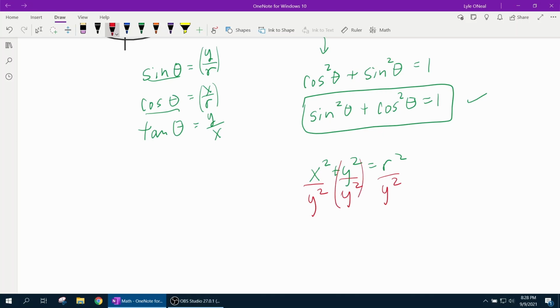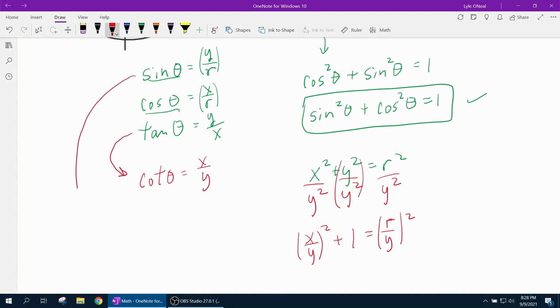Okay, so here, obviously, y squared over y squared, that's going to give us a 1. X squared over y squared can be simplified to x over y squared. And r squared over y squared, again, can be simplified to r over y squared. Now is where we need to know a couple of other trig ratios. Remember that the reciprocal function for tangent is cotangent. So cotangent theta is x over y, and r over y would be the reciprocal function for sine, which is cosecant. So cosecant theta is r over y.